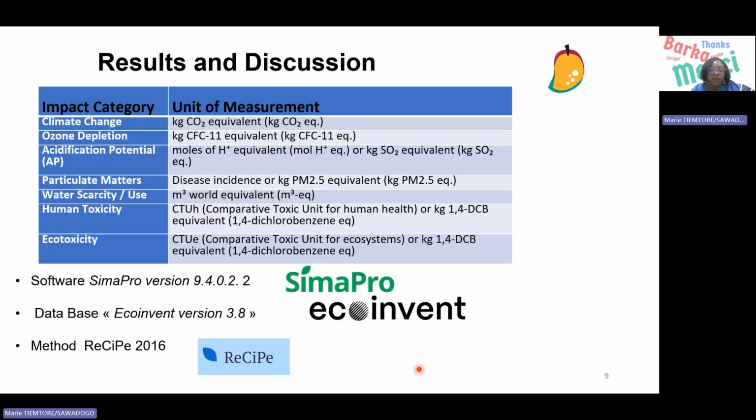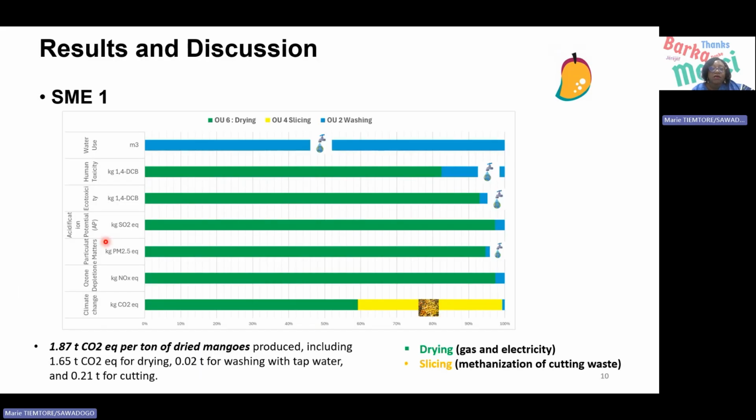To implement our model, we used an LCA software, that is SimaPro. The database that is used here is ecoinvent, and the method is ReCiPe. We have assessed 8 environmental impact categories, but here I will present 7 of them: climate change, ozone depletion, acidification potential, particulate matter, water scarcity, human toxicity, and ecotoxicity. After implementing our model in SimaPro, we have obtained some results.